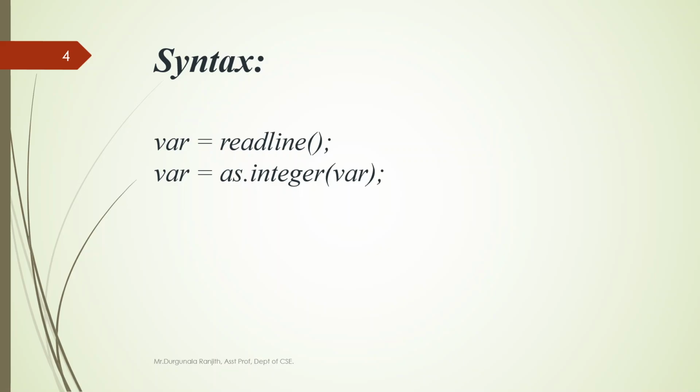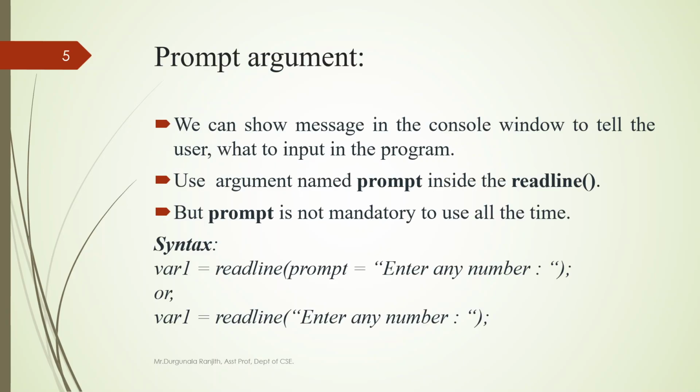So this is the syntax. Variable name equals readline method. If you want to convert, then you have to use the desired function. And one more important point is the prompt argument. Normally in C programming, in the printf function, we write what we want to print on the screen, like enter any number. Here we give it within the readline method by using the prompt argument. If you want to write anything like enter any number, then you have to use prompt. But prompt is not mandatory, it is optional.